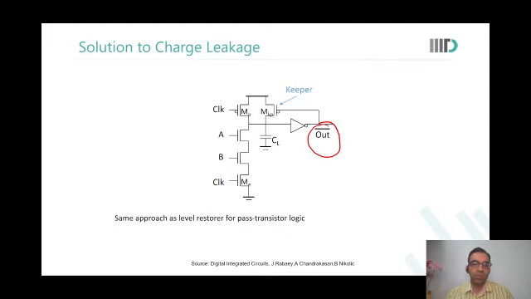Okay. The load that you put on out bar will be much, much larger than this keeper. This keeper is going to be very small. Just like we talked about level restorer in the PTL, this keeper has to be very small so that it does not fight back the input transitions.